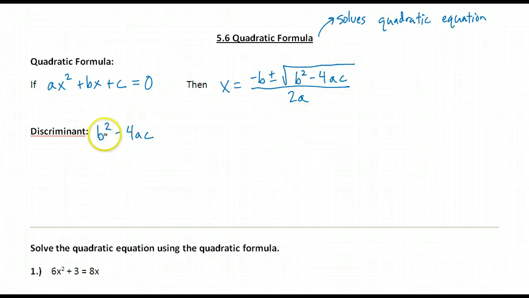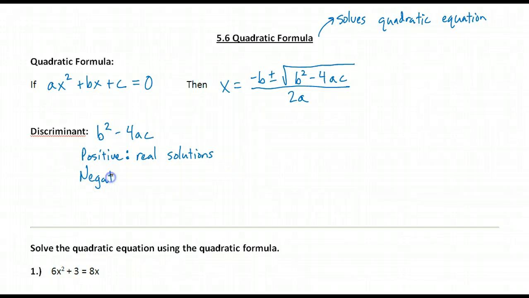If our discriminant is positive, then we're going to take the square root of a positive number. And the square root of a positive number is going to give us a real number. So our solutions will be real. If our discriminant is negative, then we're going to take the square root of a negative number. And if we take the square root of a negative number, our solutions are going to be imaginary.